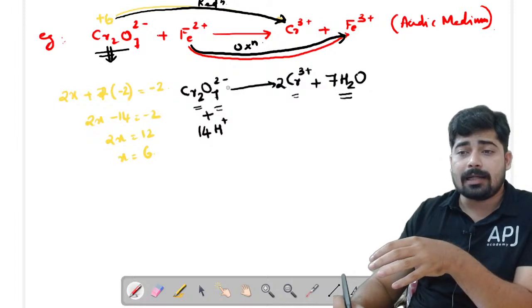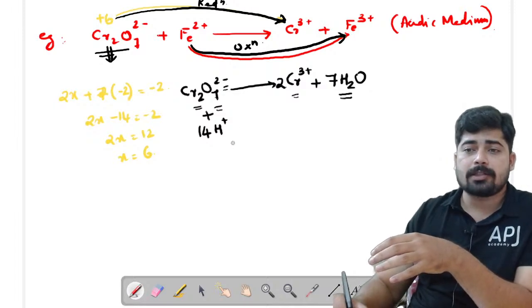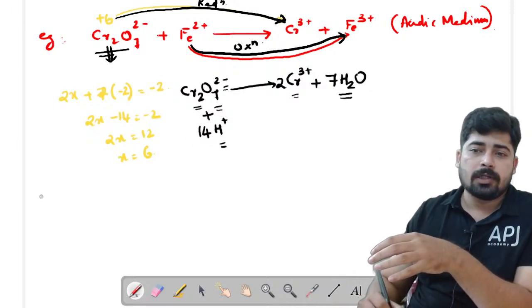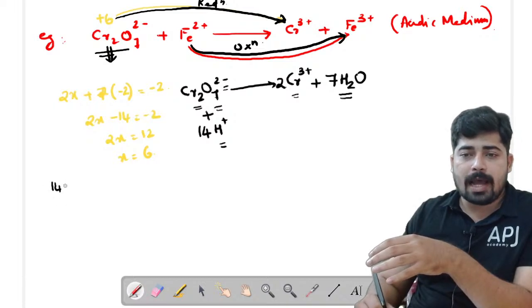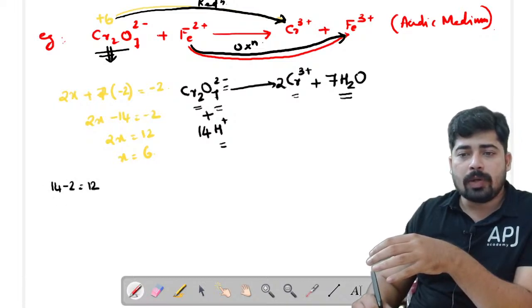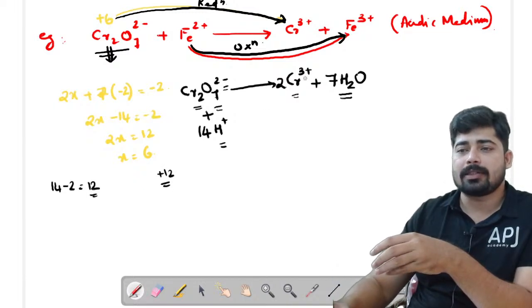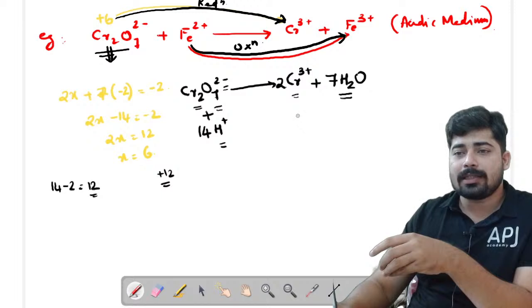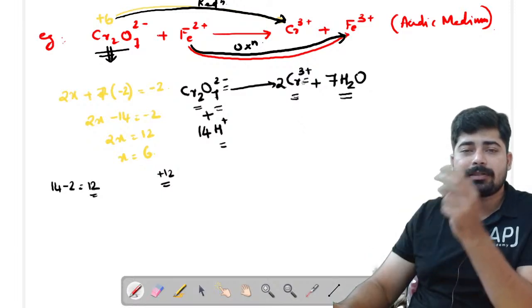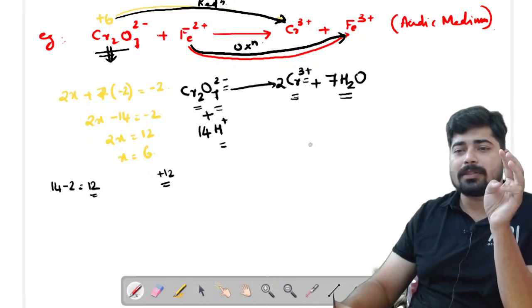Here you can see there is a 2 minus charge and 14 plus charge. So 14 plus and 2 minus give 12 plus charge in the LHS. And in the RHS you can see that there are 2 Cr3 plus. That means 1 Cr3 plus is 3 plus, and 2 Cr3 plus means 6 plus.